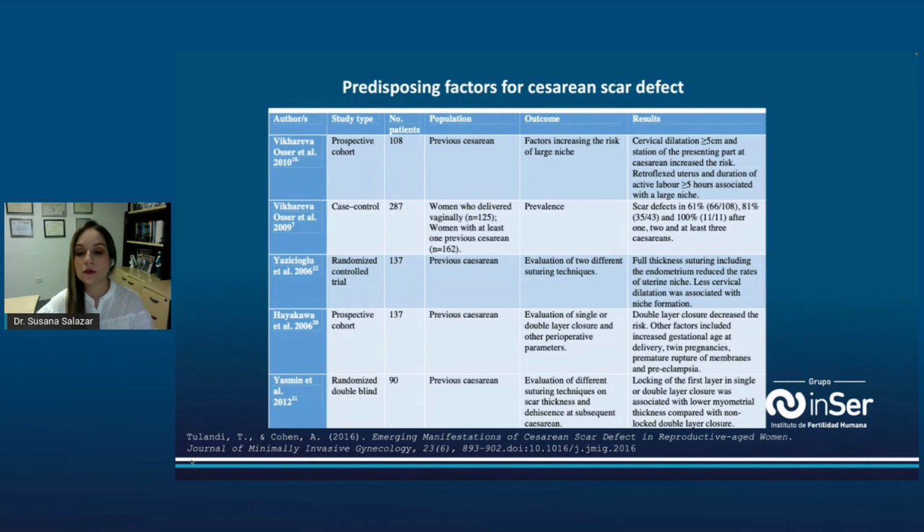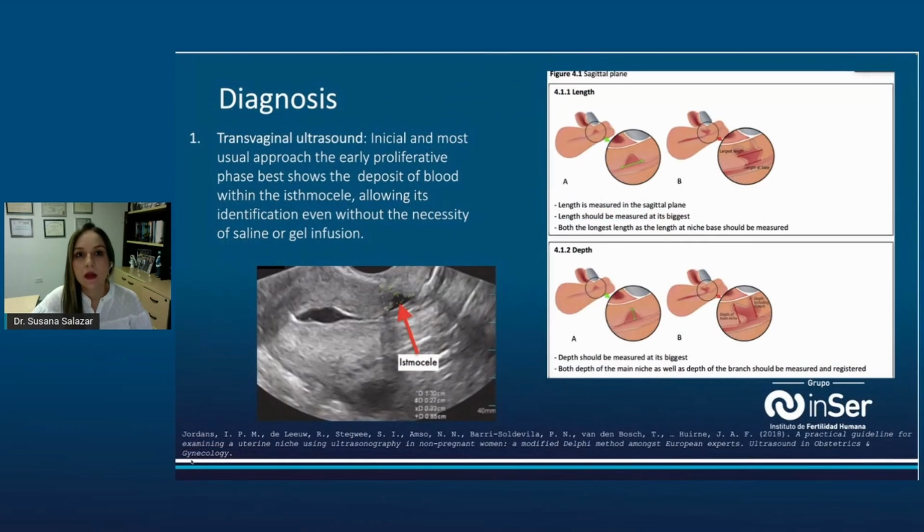Other factors include increased gestational age at delivery, twin pregnancies, premature rupture of membranes, and preeclampsia. Locking of the first layer in single or double layer closure was associated with lower myometrial thickness compared with non-locked double layer closure. Diagnosis. There are no definitive criteria for the diagnosis of isthmocele. Various imaging methods, including ultrasonography, sonohysterography, hysteroscopy, and magnetic resonance imaging, can be used to assess the anterior uterine wall.